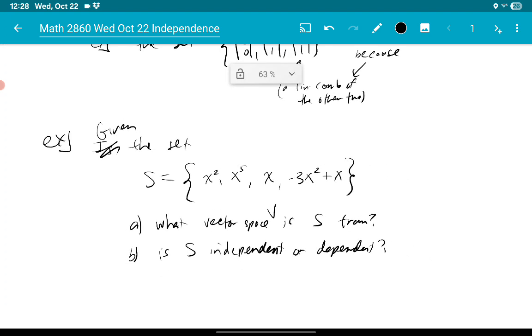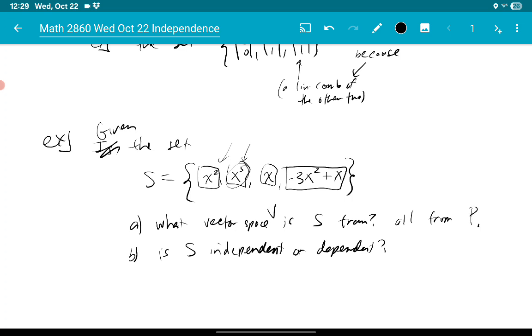Well, if you look at the objects in the set, we have an x squared. These are clearly polynomials. We have 4 objects in this set. Here's the first one, the second, the third, and the fourth. They're all polynomials. So you could say these are all from the set P of all polynomials, or you could be more precise: what's the largest power of x that we see? It looks like the fifth degree. So these are all from P5. So V would equal P5.